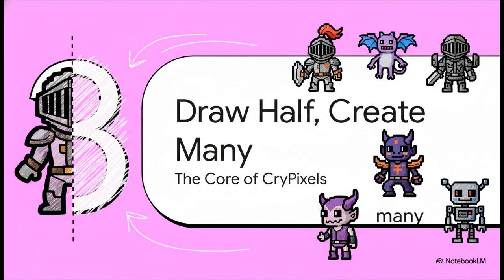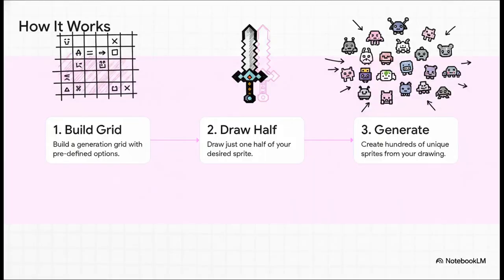And this is where we get to the core magic of how it all works. The idea is so simple, it's brilliant. You just draw half of your sprite. That's it. CryPixels then takes that half and generates an entire army of complete, totally unique sprites based on your design. And getting it to work is literally as easy as 1, 2, 3.